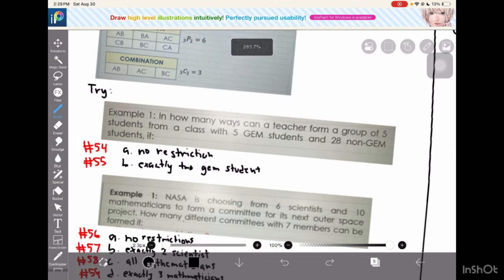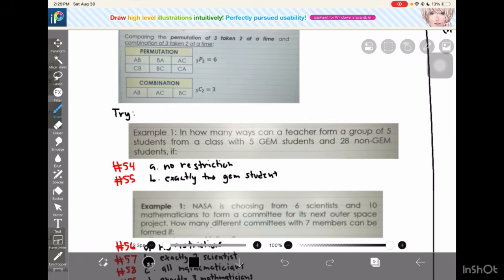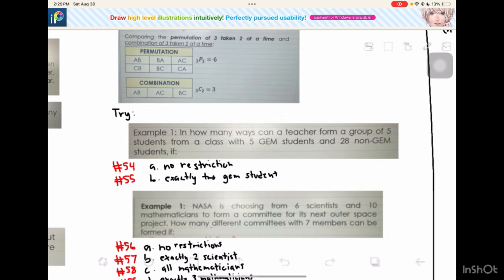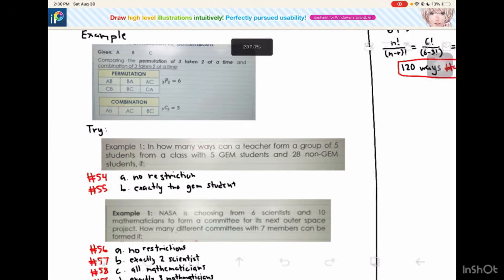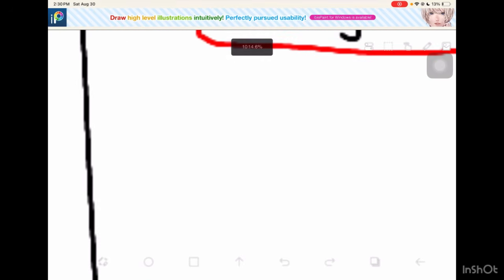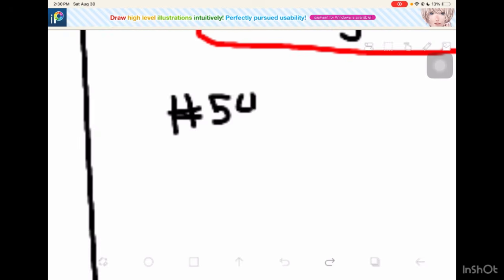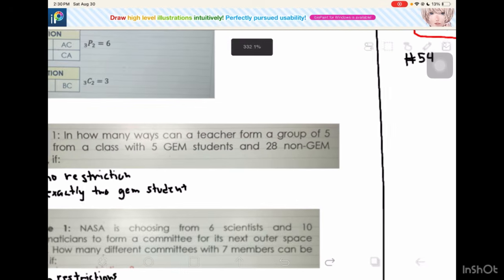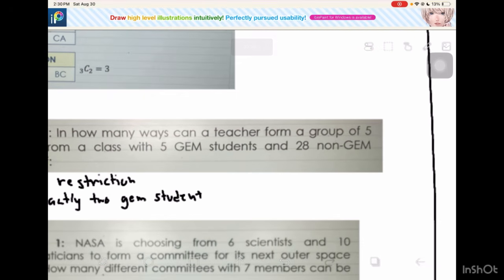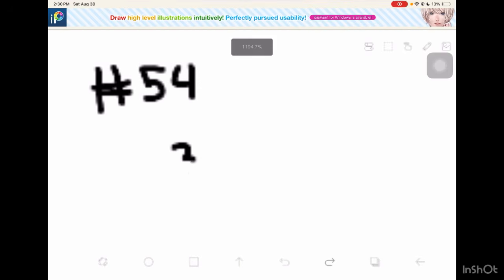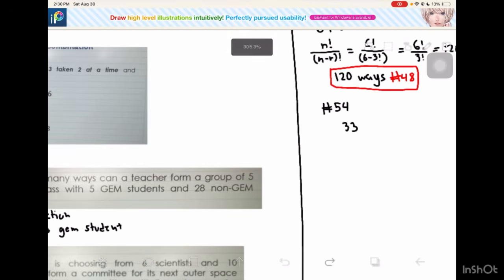So let's try these examples. Number 54: in how many ways can a teacher form a group of 5 students from a class of 5 GEM students and 28 non-GEM students if there's no restriction? Number 54 says no restriction, so we want to take 5 students from a group of 5 plus 28, which is 33. Since we're using combination.